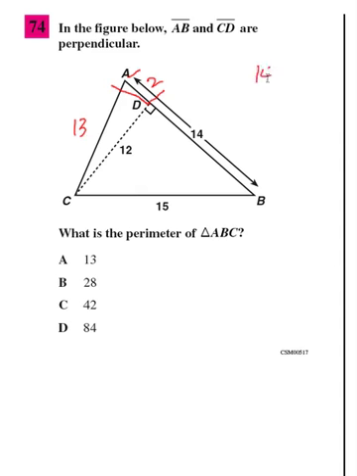So I have 14 plus 15 plus 13. 4 plus 5 is 9. Plus 3 is 12. 1, 2, 3, 4. I'm guessing it's approximately 42. Yes, the answer is C.